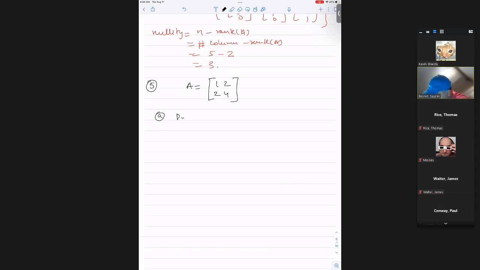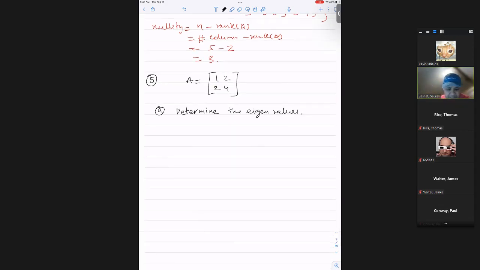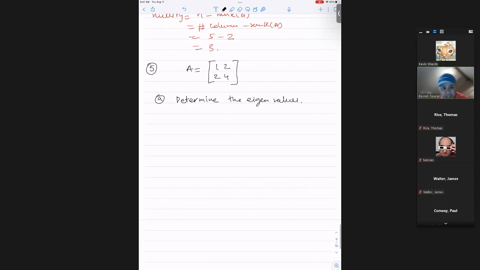So, determine the eigenvalues. Okay. In the notes I have written the steps. I'm not going to do all the steps, but if you follow it step by step, it's easier. So maybe in your cheat sheet, make sure you write all those steps down step by step. It's easier to follow through.